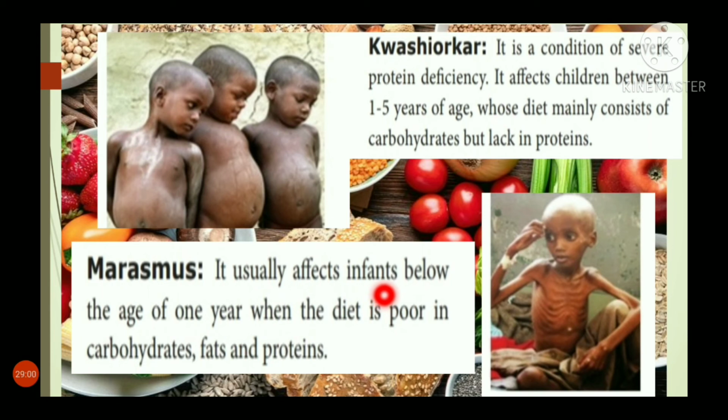Infants means small babies, newborn babies below the age of 1 year, when the diet is poor in carbohydrates, fats and proteins. This is seen in newborn babies because the mother didn't have healthy food during pregnancy. She should have food with lots of vitamins, proteins, carbohydrates and fats. If she doesn't, then the babies will be born with marasmus.